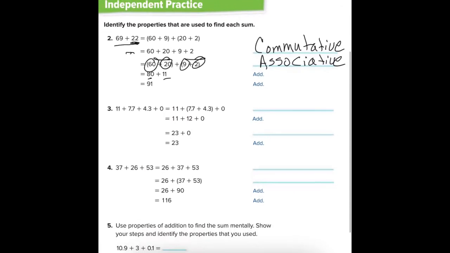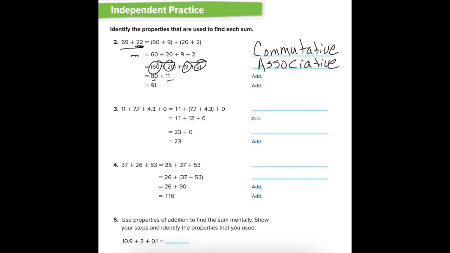Okay, number 3. Follow along. We have this big, crazy long number. Now, we have 11 plus 7.7 plus 4.3 plus 0. So what they did is they put a parentheses because they wanted the decimal parts to be friends first. We needed to add that together. Now, when you associate certain numbers together like that, it's called, that's right, the associative.